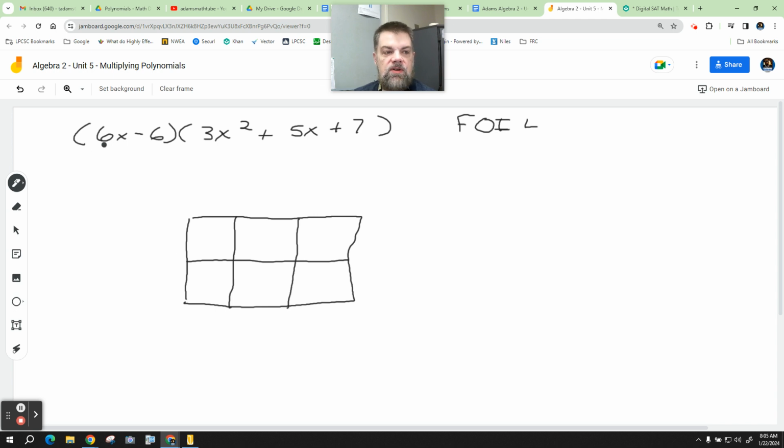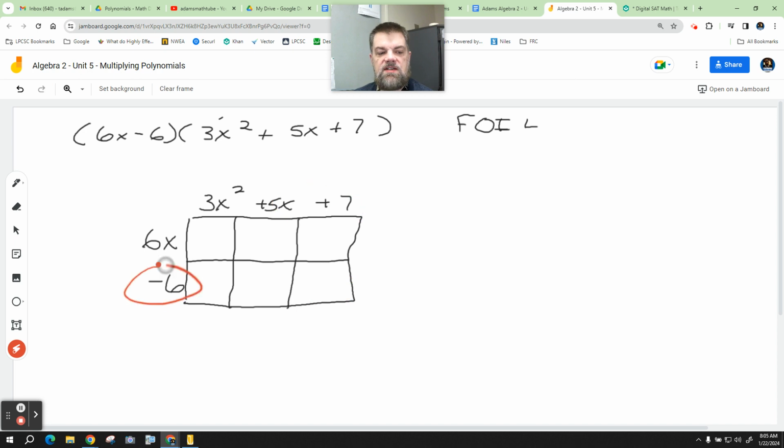So what I normally do is I'm going to put my 6x here and my negative 6 here, and then I'm going to write this one right here up top: 3x squared plus 5x, that's a horrible x, plus 7. And so when we write the grid out, what I do is I just have to multiply the row by the column and then put the answer in the corresponding place. So like this one here is going to be this times this, all right?